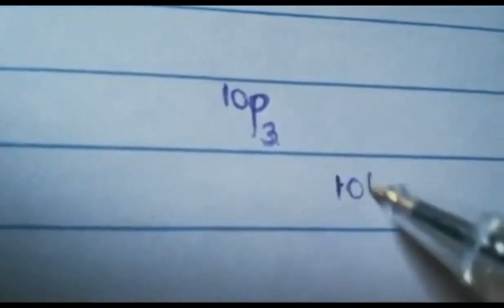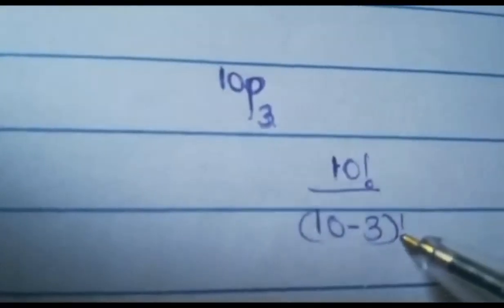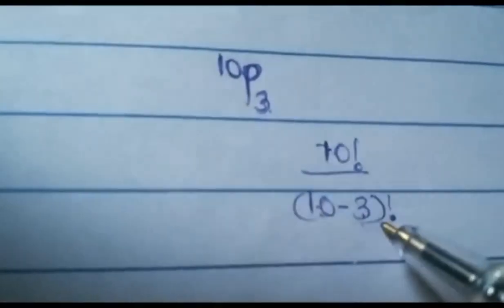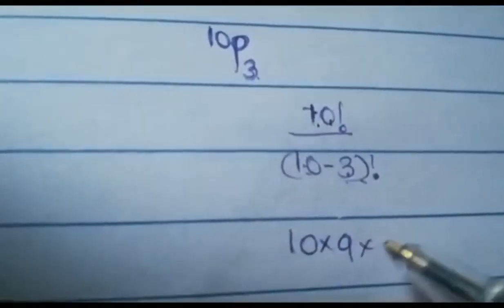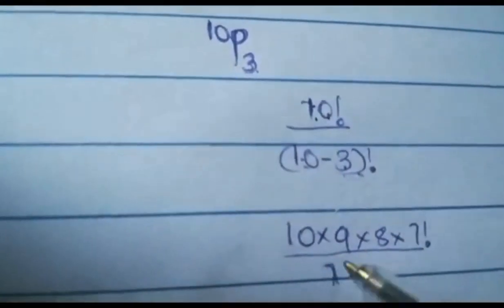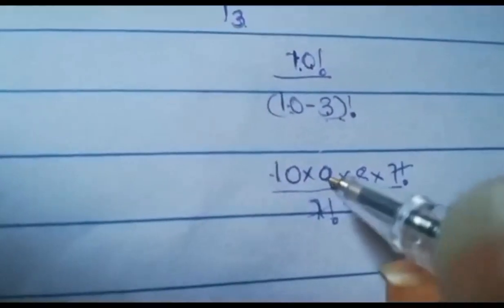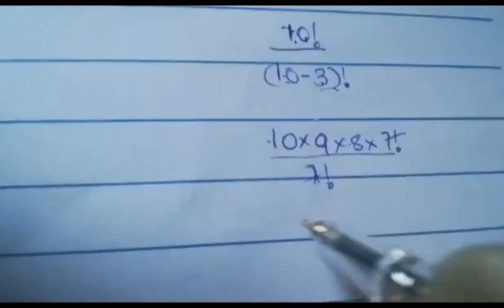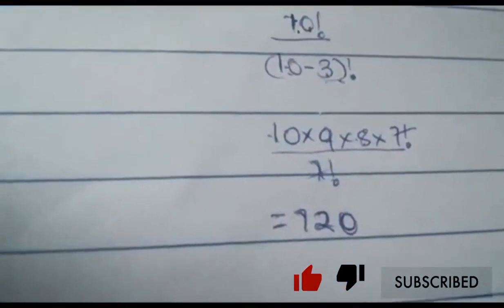Let's try this other one. 10 permutation 3. That's going to be 10 factorial over 10 minus 3 factorial. 10 minus 3 gives us 7 factorial, so let's stop at 7 factorial here. That's 10 times 9 times 8 times 7 factorial, all divided by 7 factorial. Cancel this out. 10 times 9 is 90, 90 times 8 is going to give you 720. So you can see how easily this is done.